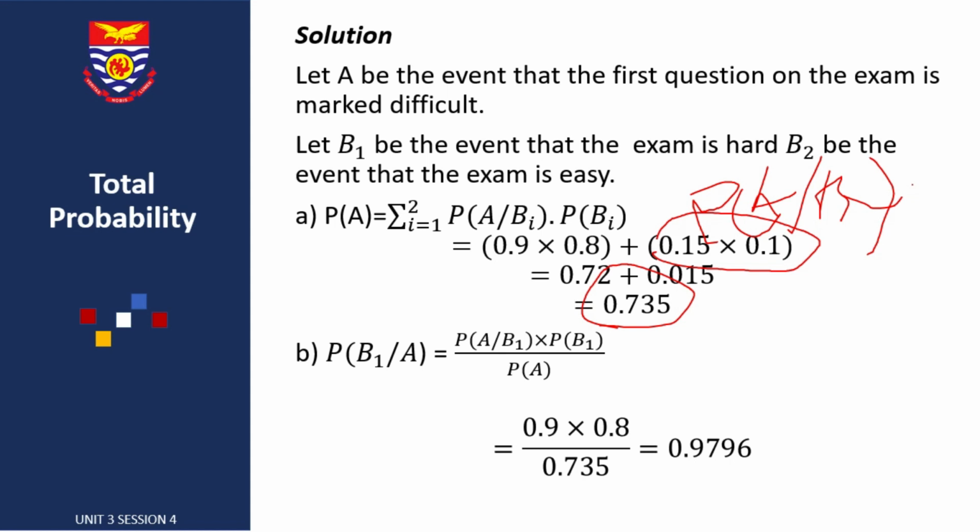The probability of A given B1 times the probability of B1 is what we had earlier from the A part, that is 0.9 times 0.8, all over the probability of A. And what is the probability of A? It is the result that we had in the A part of the question, that's 0.735. When we work out the calculation, we should be getting something like 0.979. That is total probability for you.